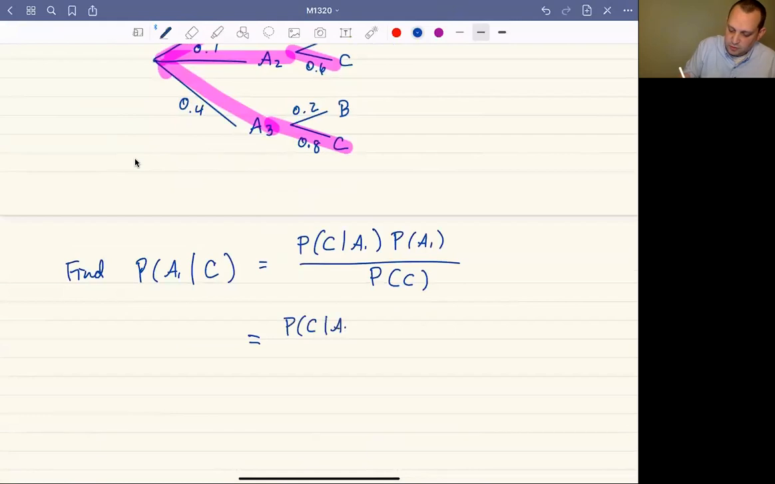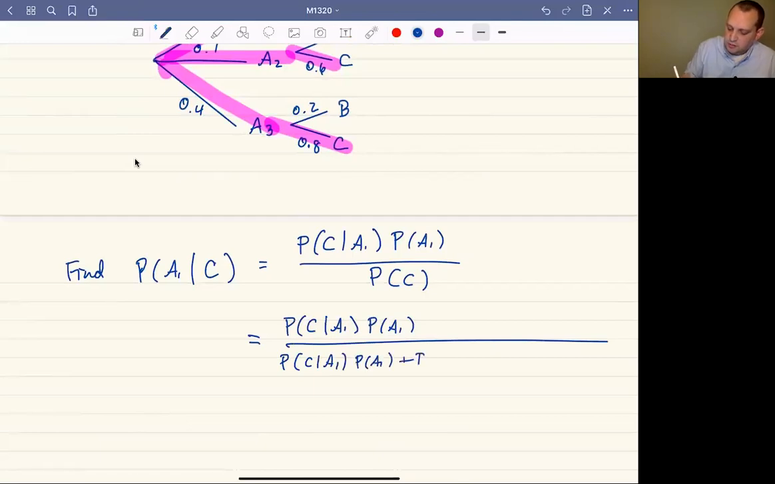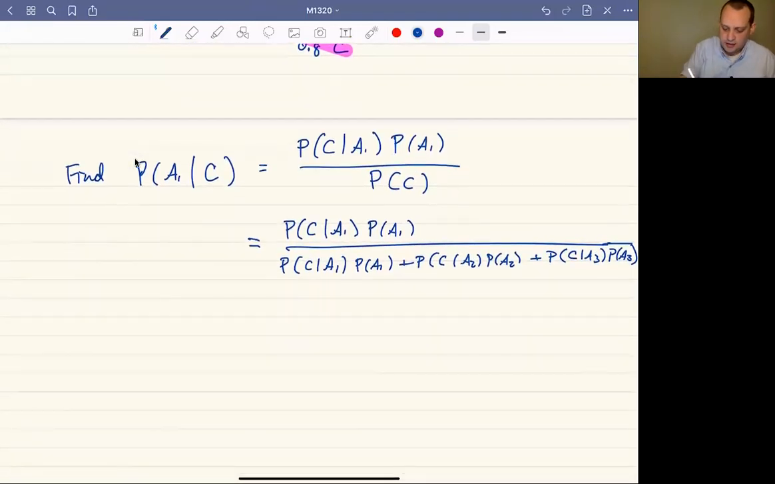Let's first copy our numerator. But the probability that C occurs is going to be the probability of C given A1 times the probability of A1, plus the probability of C given A2 times the probability of A2, plus the probability of C given A3 times the probability of A3. Just barely fits. Okay?